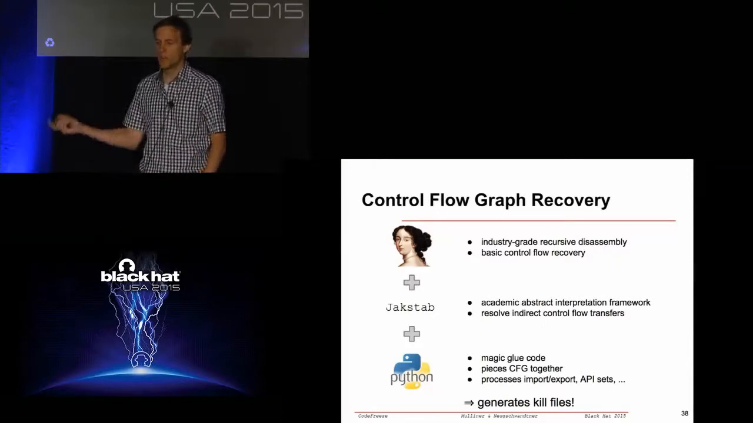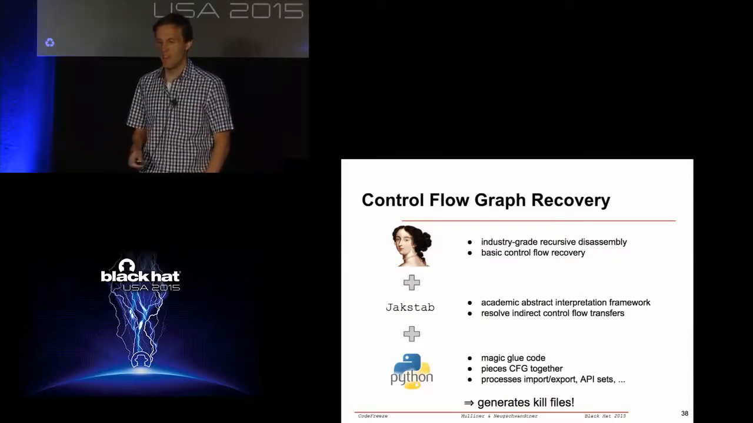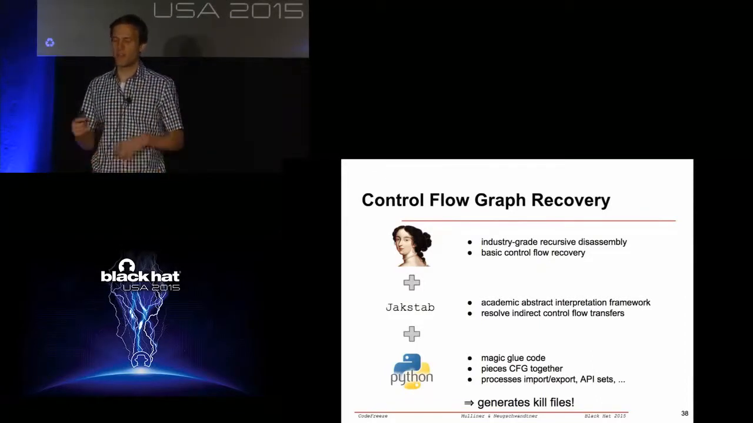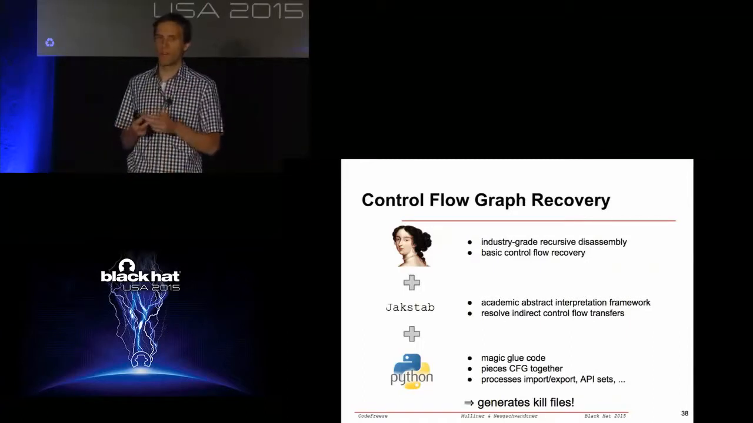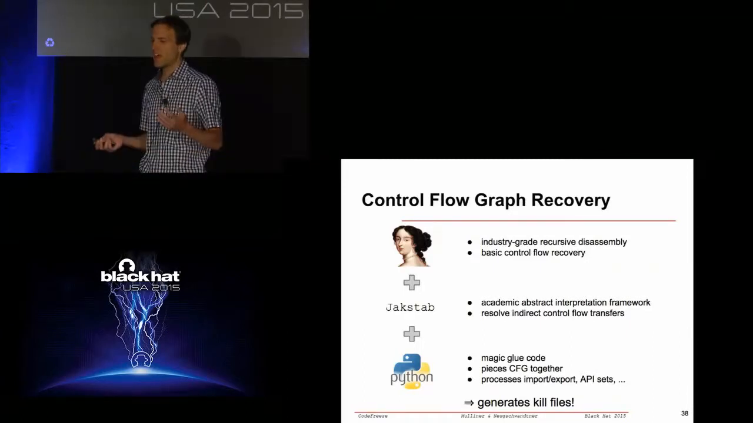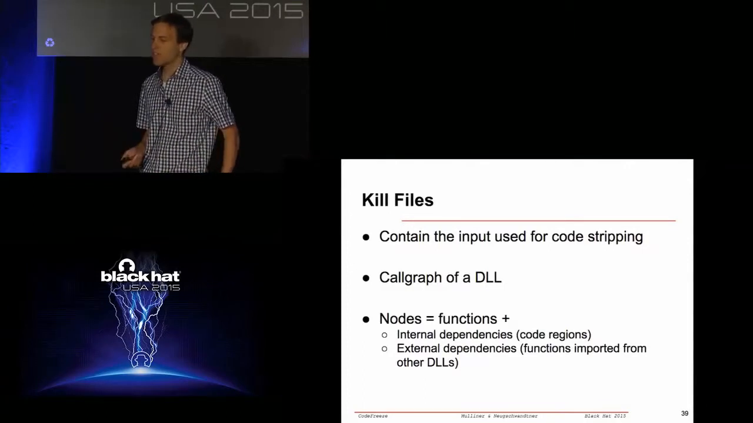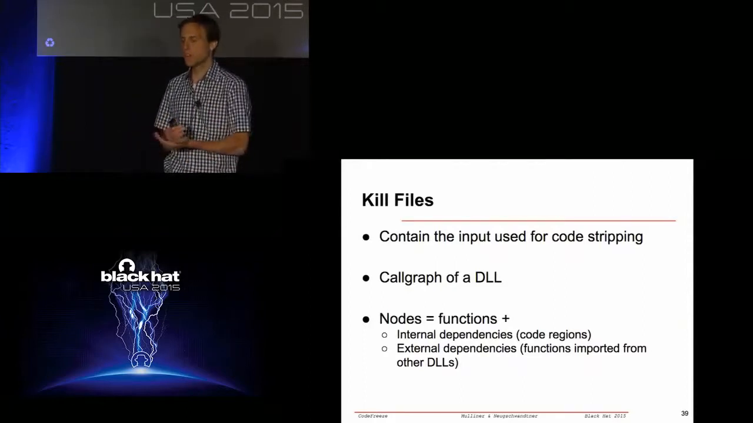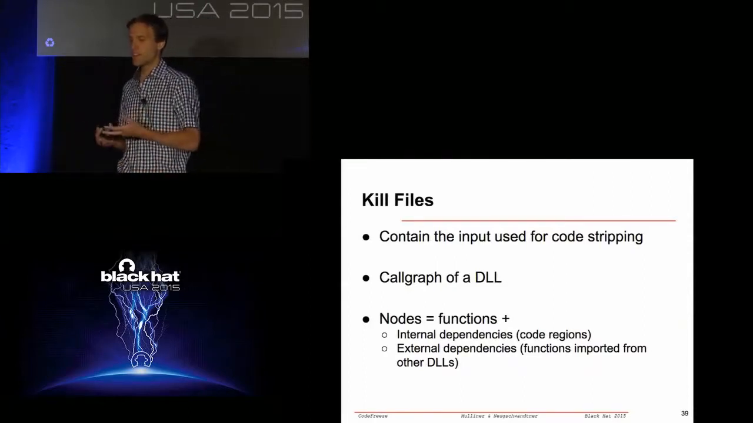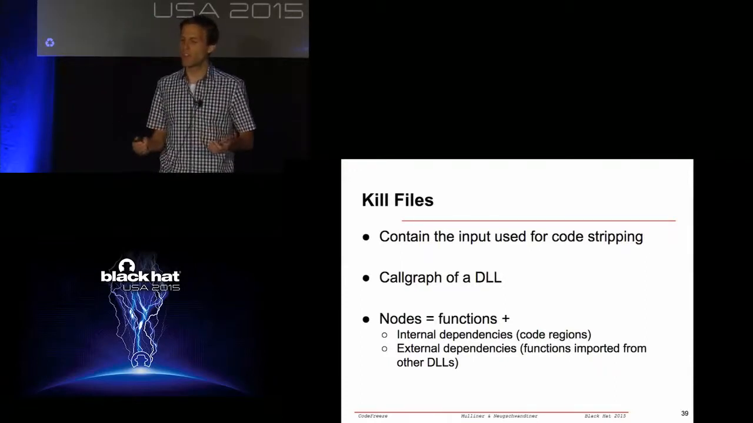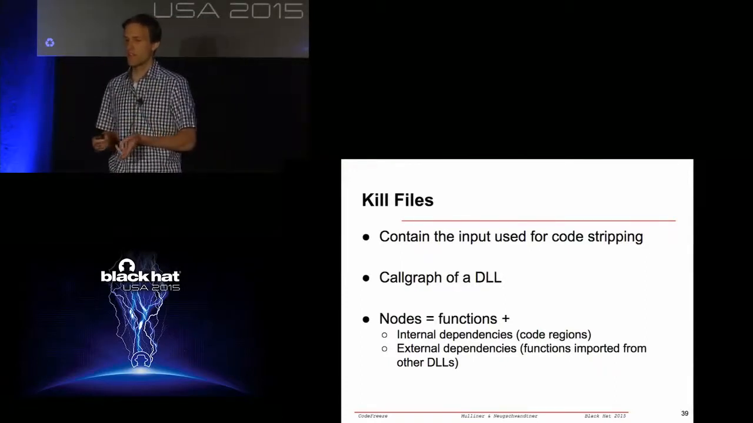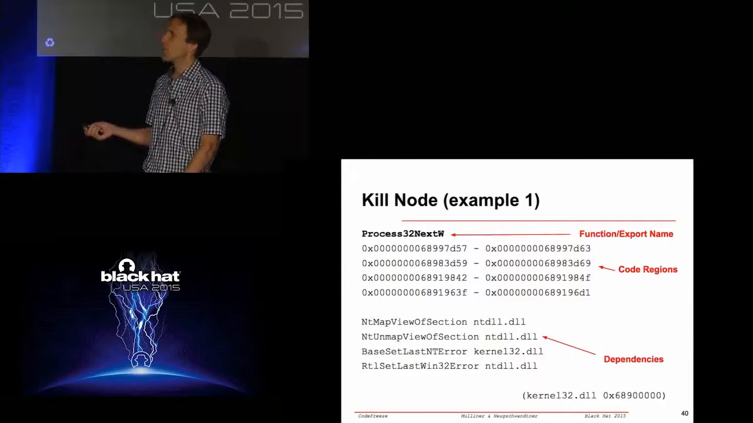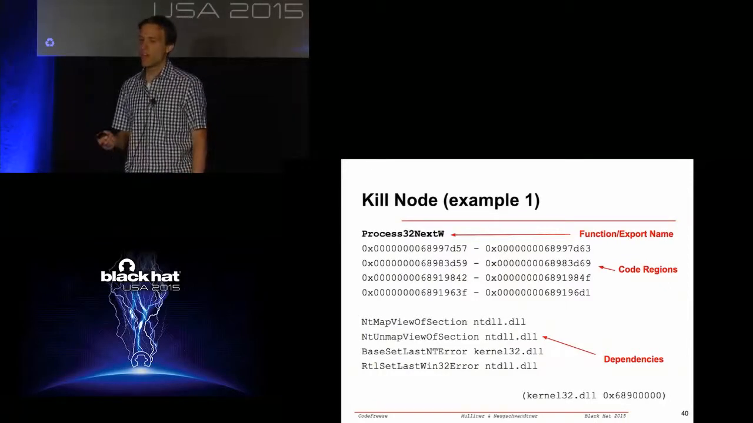We use the output of those two together, and then we have Python glue code that pieces all the different stuff together and also processes imports, exports, and the API sets that were introduced with Windows 8 and so on. The result of that are our kill files. Kill files contain the input that we use during the runtime code stripping. They contain a call graph of the DLL. The nodes within those kill files are functions plus the internal dependencies, so the code regions, and the external dependencies, so functions that are imported by the DLL from other DLLs.